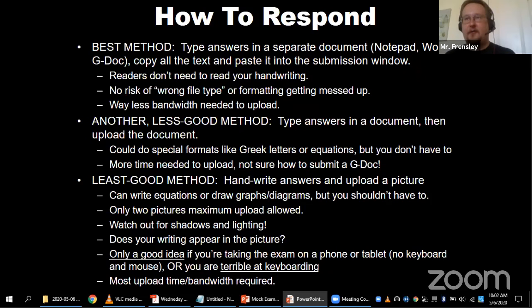Be careful about your distractions and things like that, right? And whichever one you do, please practice it, especially if you're going to upload a picture. Send pictures to your teacher and say, hey, can you read this? Could you grade this? That kind of thing. Watch out for file types. I think there's some file types that certain phones take that we can't read. So you really need to know what you're doing if you're using one of these 2 methods that's not what I call the best method.